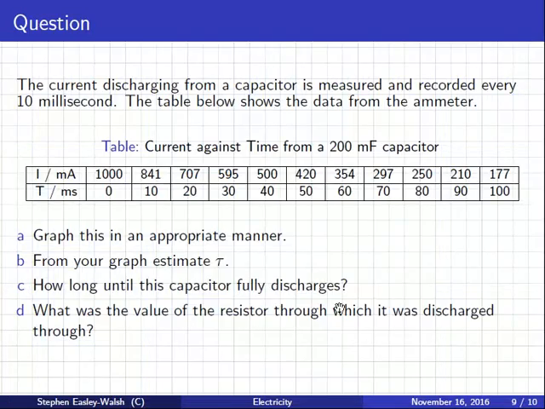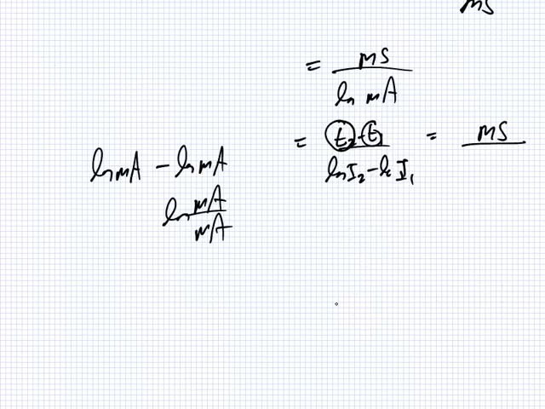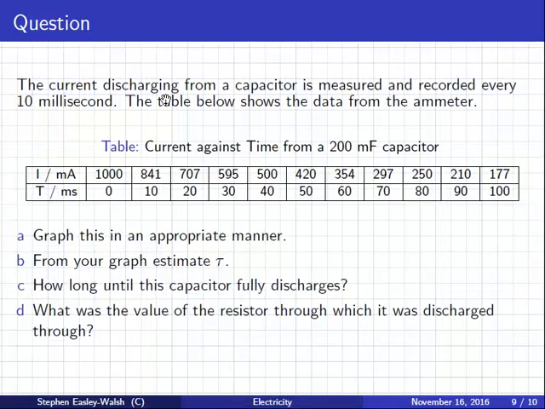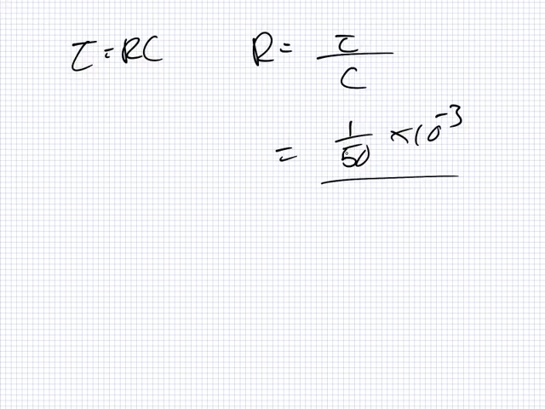How long until it fully discharges? 5 of these, which is 5 over 50, which is 1 over 10 milliseconds. And what is the value of the resistor? Well, we can use this formula. Tau equals RC, so R equals tau over C, which is 1/50 milli. And the capacitor, I tell you it is in the question, it's 200 milli. So that's 200 times 10 to the minus 3. So you can work it out.